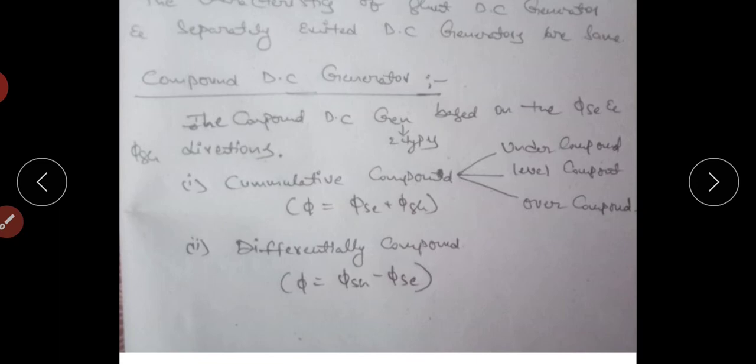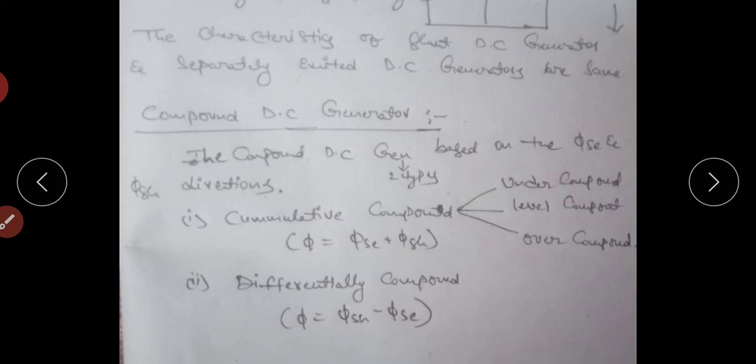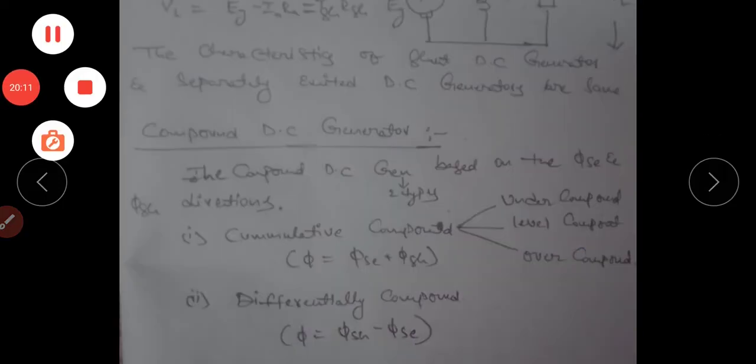Again, these cumulatively compound DC generators are divided into two types based on the magnetic flux magnitude, which depends on the number of turns of the field winding. First one, under compound generator; second one, level compound or flat compound generator; third one, over compound generator. Okay, the compound generators are mainly divided into two types based on the magnetic flux direction: cumulative and differential. Cumulative case, resultant magnetic flux is the sum; differential case, resultant magnetic flux is the difference. Again, cumulatively compound DC generators are divided into three types based on the number of turns of the field winding: under compound, level compound, and over compound.